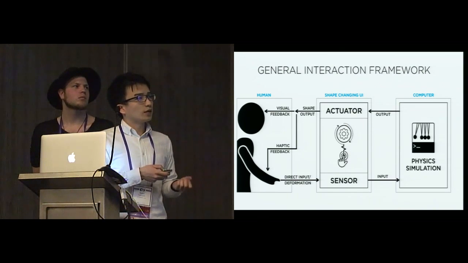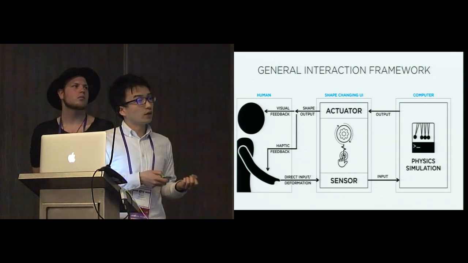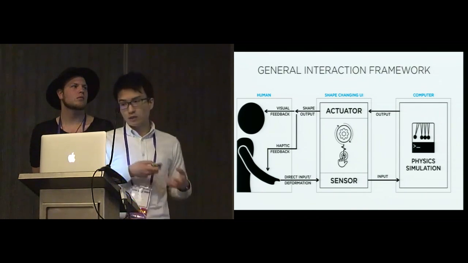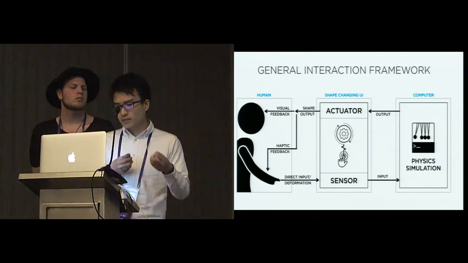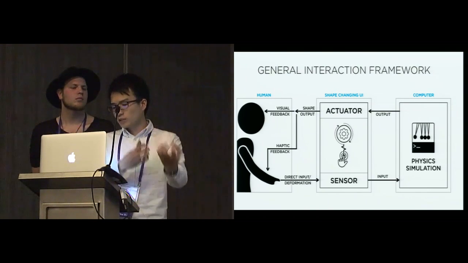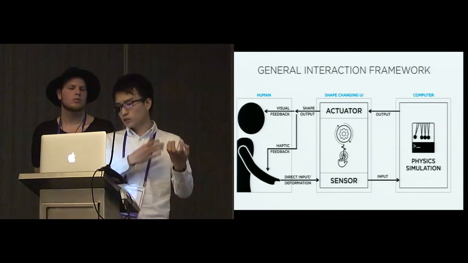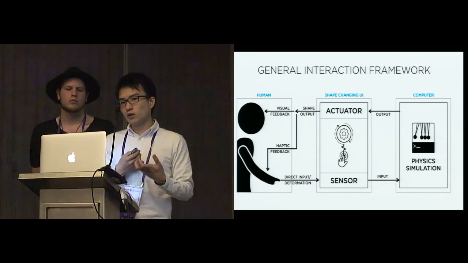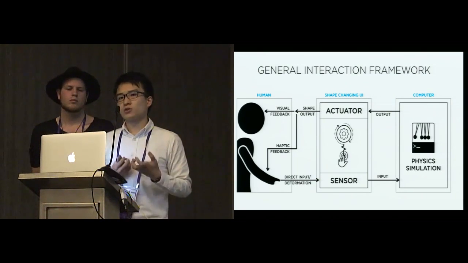So as a result, the user gets the visual feedback and the haptic feedback in reaction to the direct touch in real time. So this combination of real-time bidirectional interaction of touch and visual and haptic feedback through shape output creates the perception of the rendered material property in the user's mind.